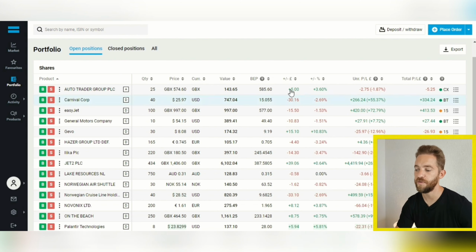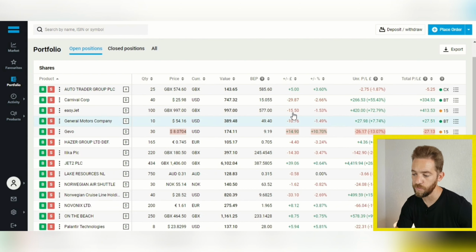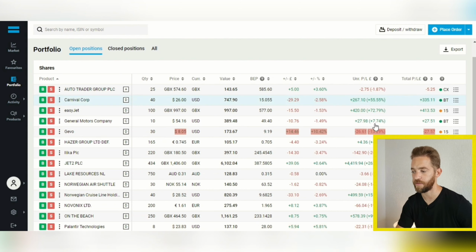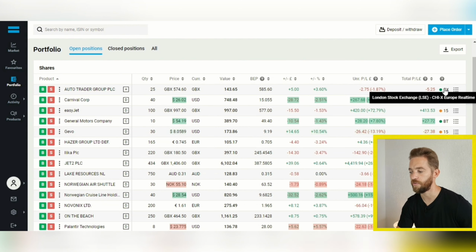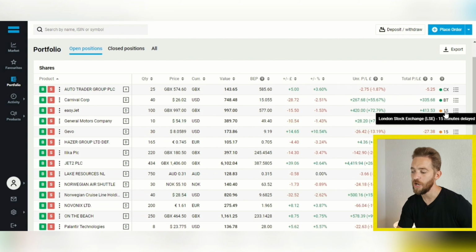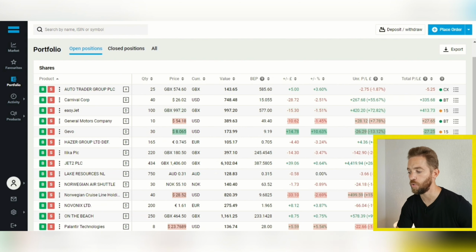Again, we have movement for the day in pounds, up or down, and percentage terms, as well as the overall profit or loss that you've made so far on there. At the end, again, you can see the symbols, whether it's in real time or whether it's delayed. We've got a different color here. We've got blue as well.